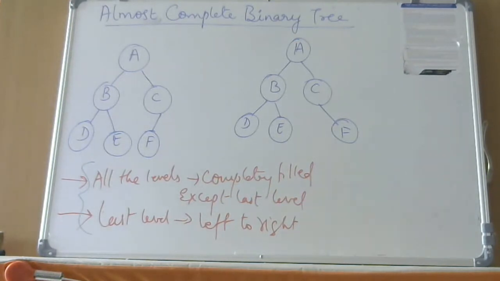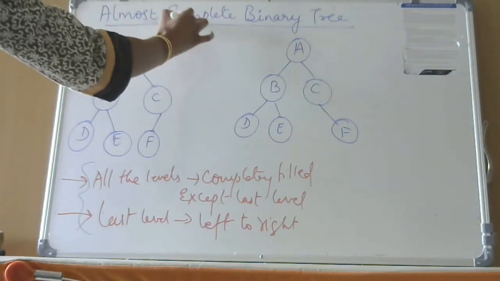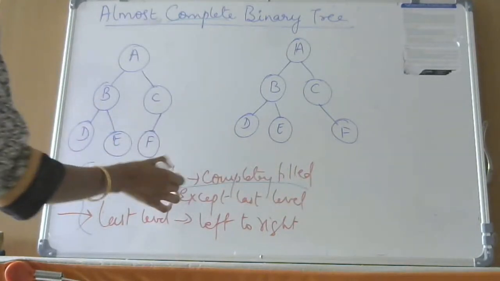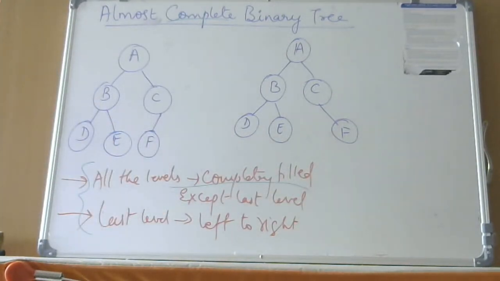So why do you have to call it almost complete? Because all the levels should be completely filled. That's why you call it almost complete, except the last level alone has some kind of relaxation. Let us see this example. We have two trees here. Let us see whether they qualify to be an almost complete binary tree.